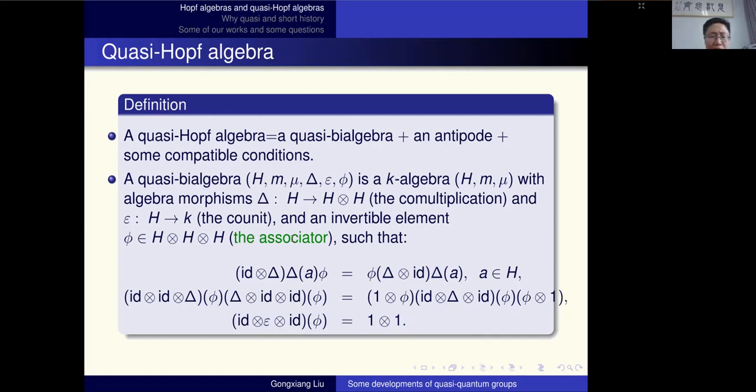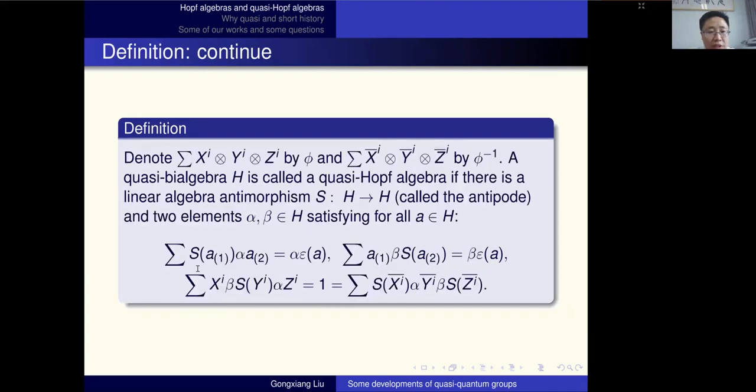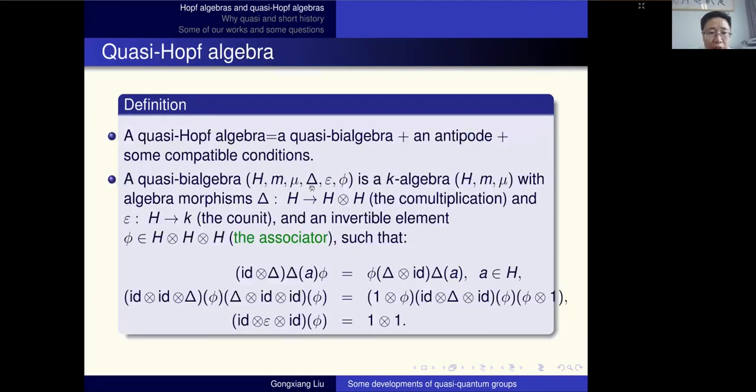Maybe you can ask why we can find such a very complicated concept, the associator. We will tell you the history of how we found such an element. Anyway, at this moment we need to accept this concept. That's the meaning: the co-associativity is not valid now, but it's valid up to a conjugation by an element phi. This phi is called the associator. So the associator is a very key point in our talk.